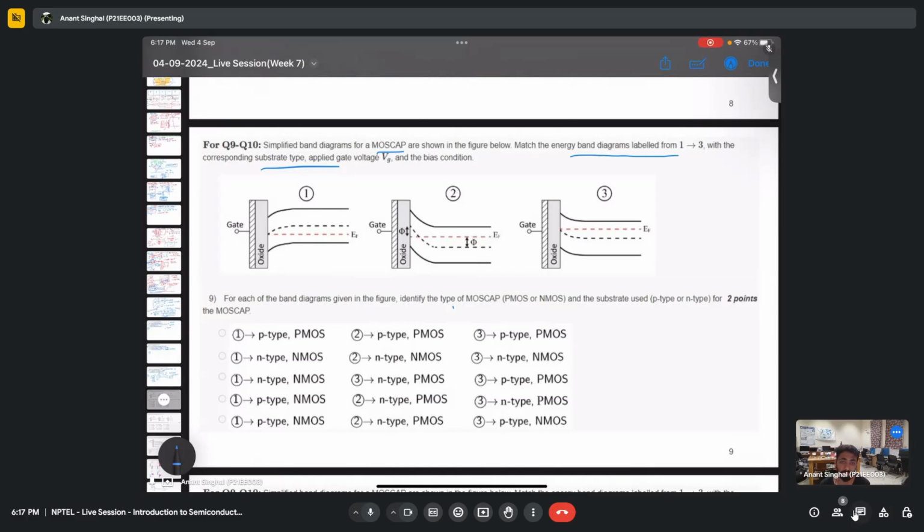Anyone? The 2 is N type MOS. Sorry, which option are you saying? There is 2 is N type PMOS. So which option are you saying? A, B, C, D, E?